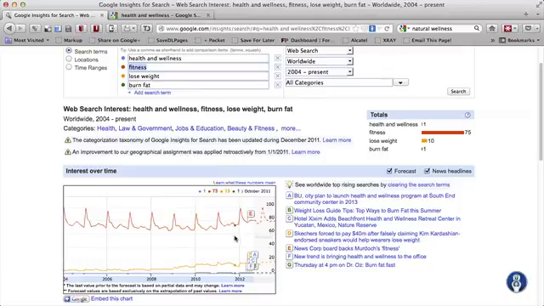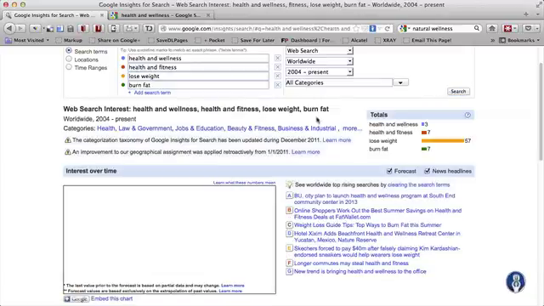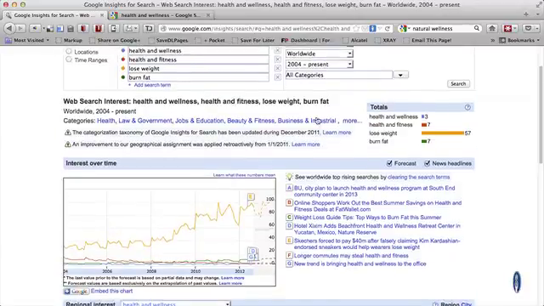But of course, it's also a fairly generic, broad word. So let me try something a little bit more specific. Let me see, health and fitness. I don't know if that makes a difference. Yeah, in this case, lose weight seems to have a lot more activity than health and fitness. So it looks like health is not necessarily the best word for us to look for. Wellness might be good. Fitness might be good. And lose weight, burn fat. Let's have a look at that.